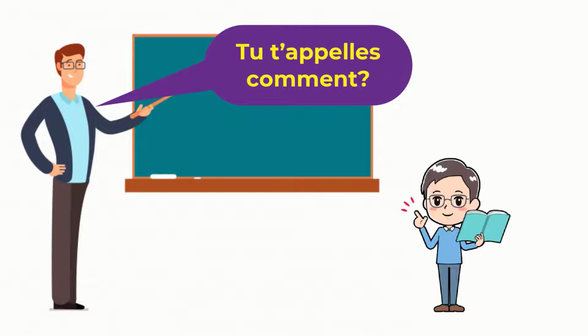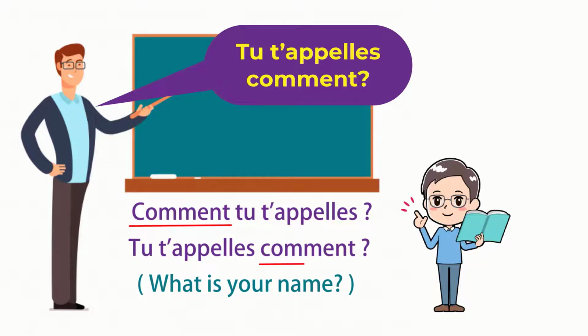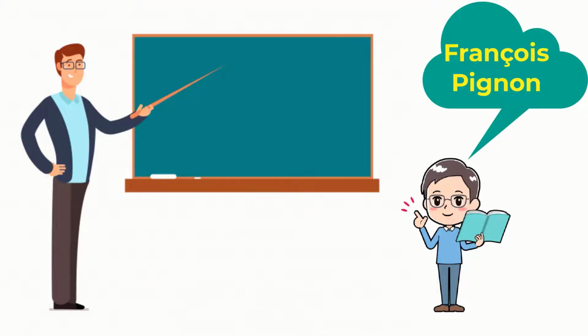In the previous chapter, we just read comment tu t'appelles. In this chapter, tu t'appelles comment? It means both the statements are correct. What is your name? So we can put comment in front or at the end of the statement. Tu t'appelles comment? What is your name? François Pignot.